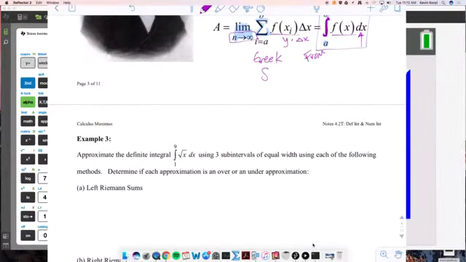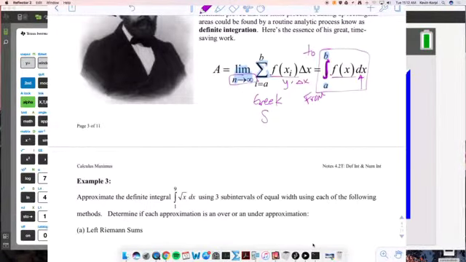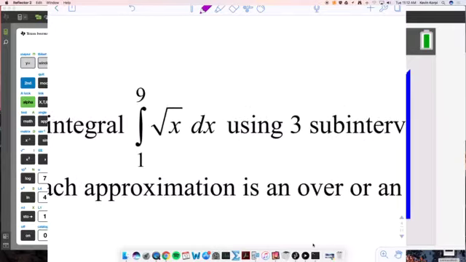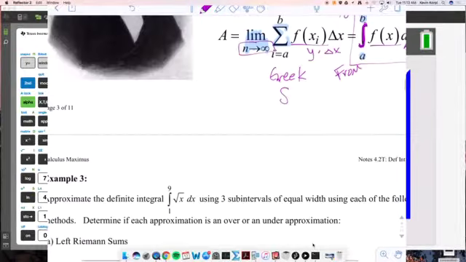All right, so let's try it again here. Since we have this new notation now, we know what that means. So approximate this definite integral. We read that as the integral from 1 to 9 of the square root of x with respect to x, using 3 subintervals of equal width. All right, so let's draw the picture.